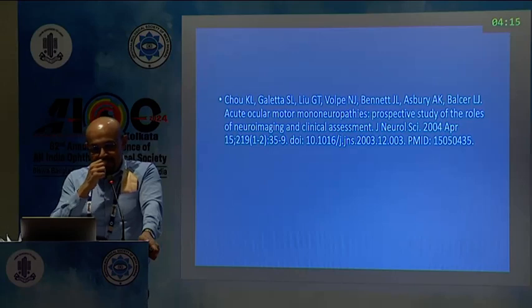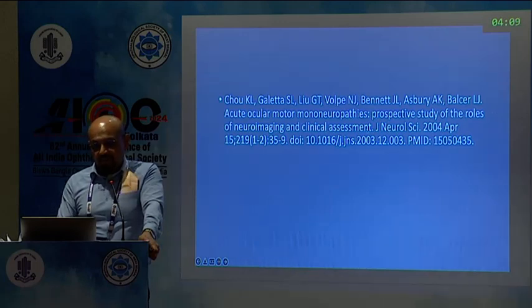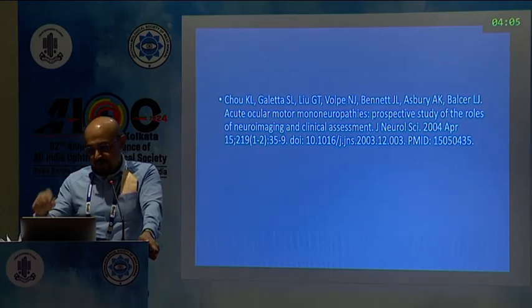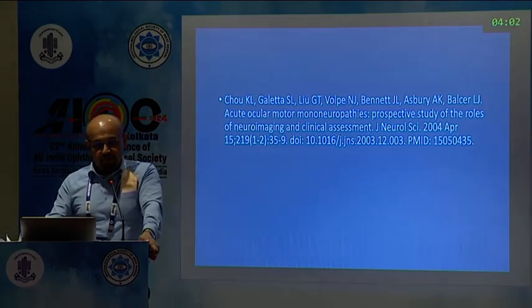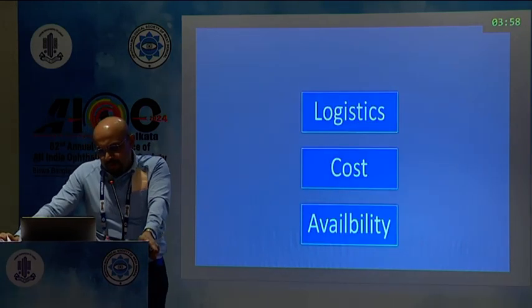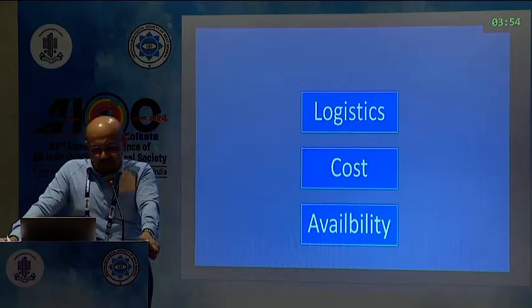One more series, by Steve Galetta's group, was a prospective study of acute oculomotor neuropathies, and they concluded that neuroimaging as a primary modality of investigation has a role, because you are likely to miss sinister stuff. So obviously then the question will come up: but we don't have MRI availability, what about cost, logistics, the patient will not pay.